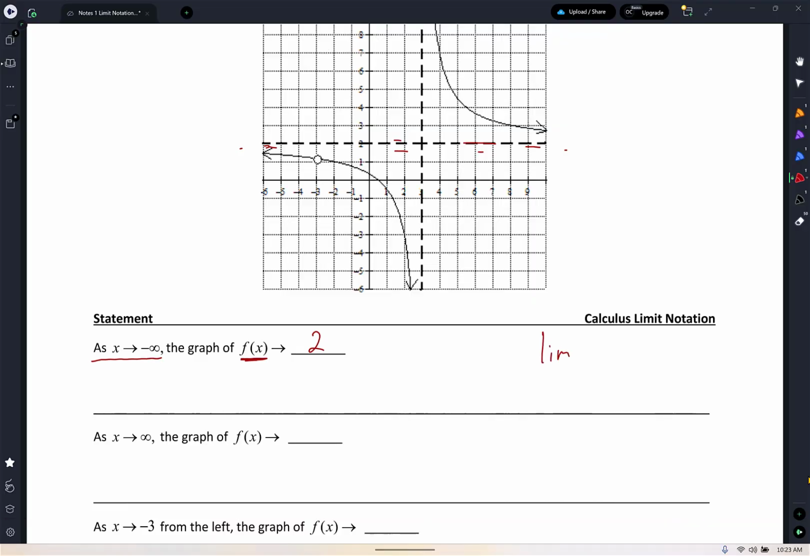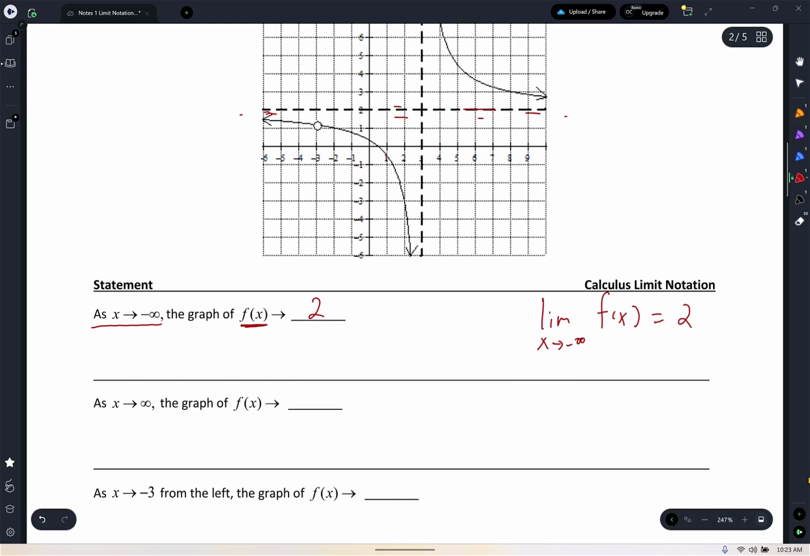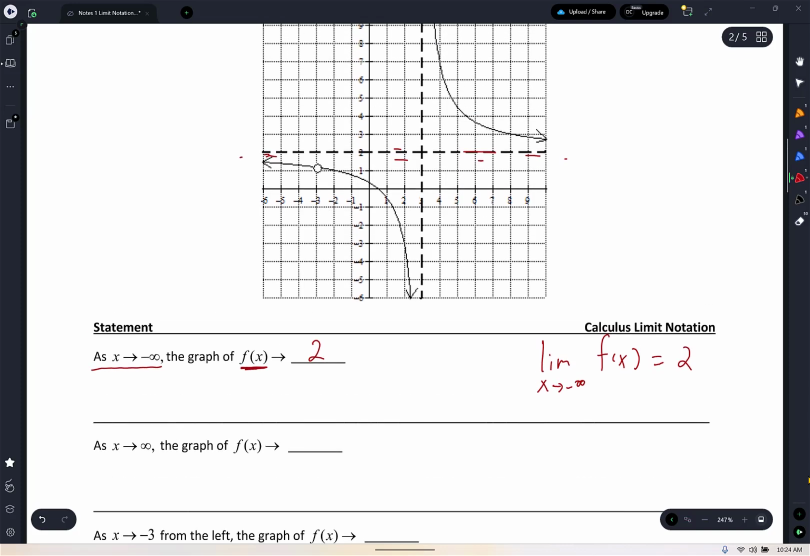Limit as x approaches negative infinity of this function f of x equals 2. Done. See? Simple, guys. Nothing crazy, right? All right. As x approaches positive infinity, does it look like it's approaching 2 again? Yep. So 2. So how do I do it with calculus limit notation? Limit, and then on the bottom you write x approaches infinity of this function f of x equals 2. That's it. See? Nothing crazy.